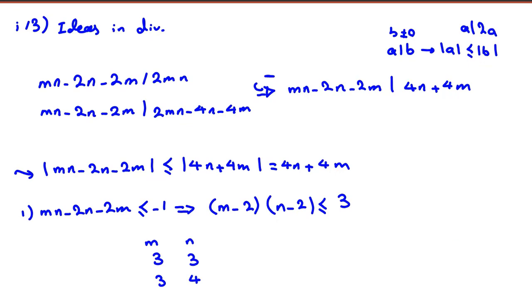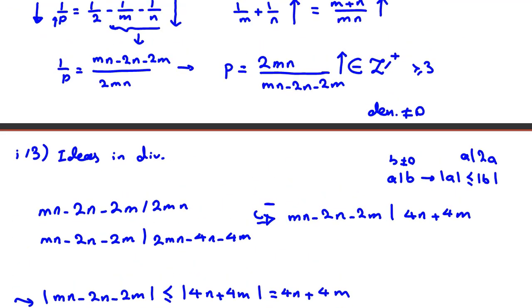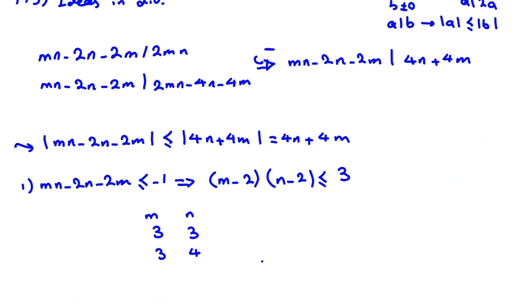And the problem is symmetric with respect to m and n, and we want to find the largest possible value of p. So if we consider 3, 4, we don't need to consider 4, 3. The next case is 4, 4, but 4, 4 doesn't satisfy because it will be 2 times 2, 4. So we should only check these two cases. Okay, m and n 3 and 3. So satisfy these.